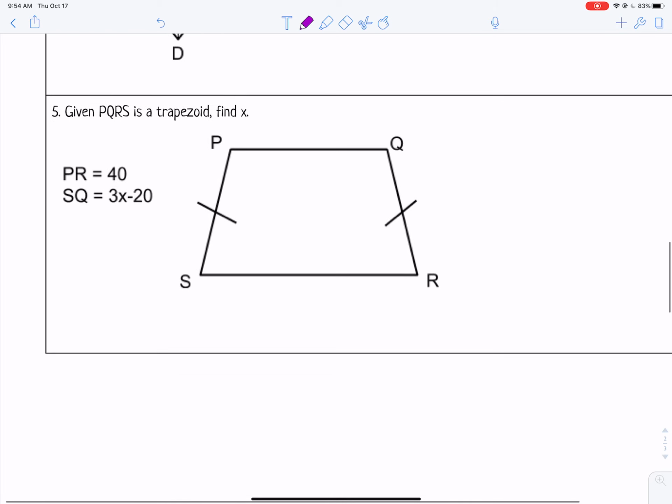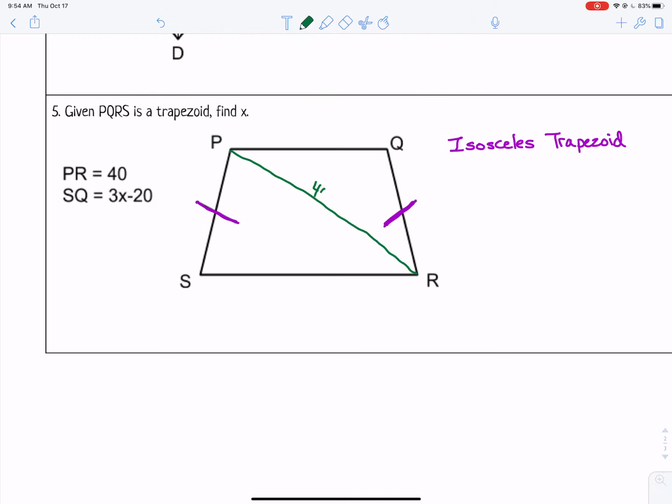Let's take a look at the last question. It says, given PQRS is a trapezoid, find x. All right, and they've labeled these two legs of your trapezoid as being equal. That's what that tick mark means. So that means this is an isosceles trapezoid, because those two legs are equal, which will help us with this problem, because they said that PR is 40. And they said SQ is 3x minus 20. And because this is an isosceles trapezoid, those diagonals are congruent. If we did not know it was isosceles, though, they are not necessarily congruent. So that was an important piece of information they gave us with those tick marks.